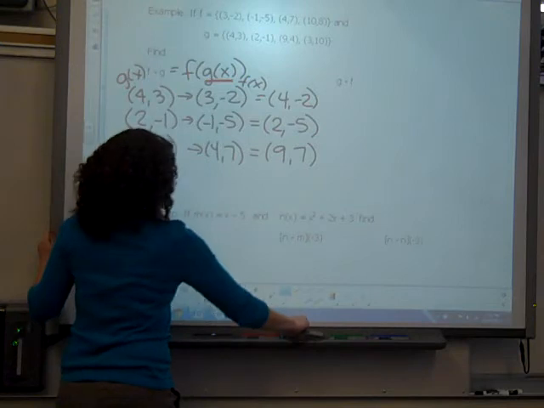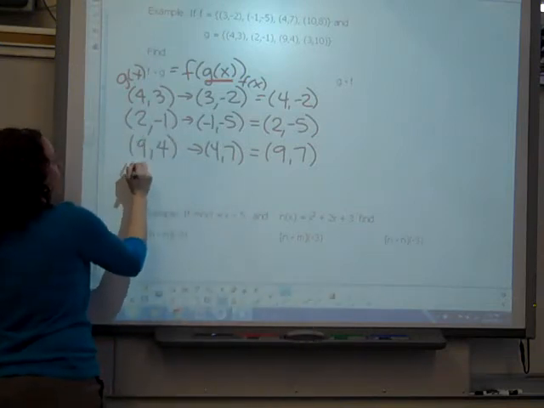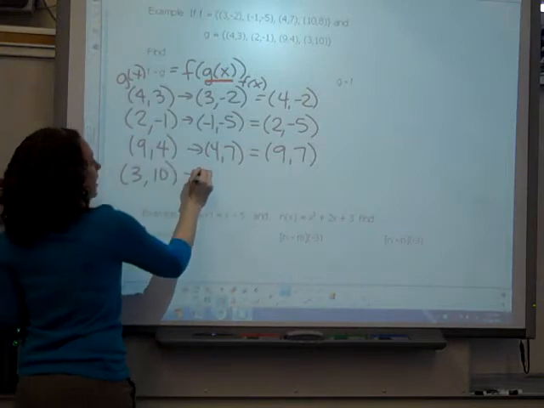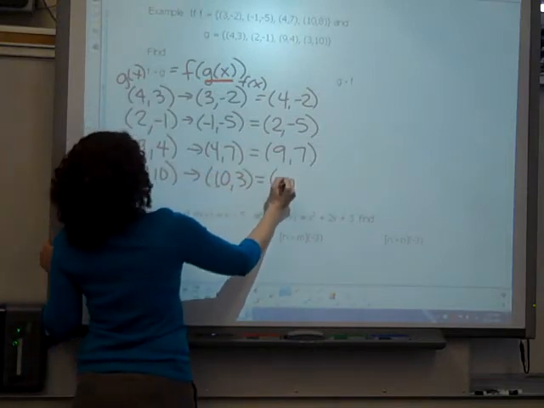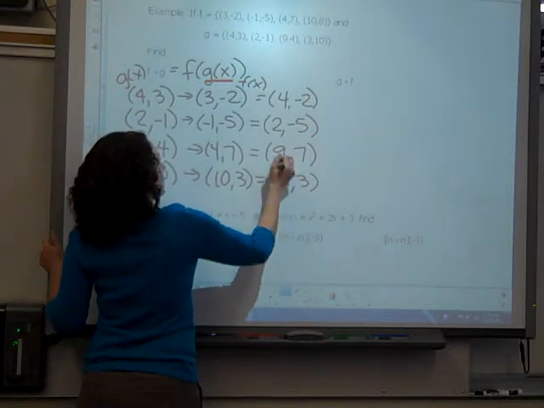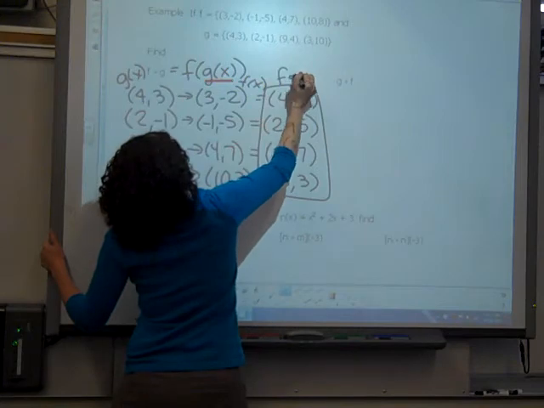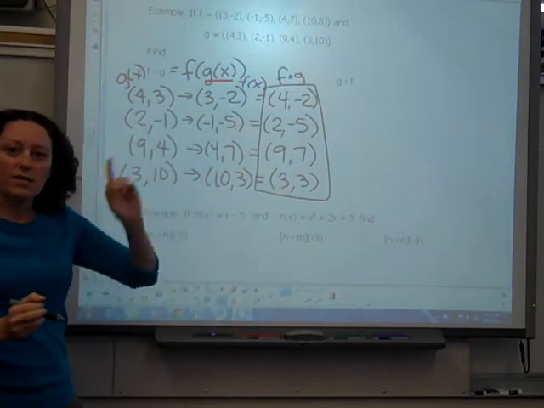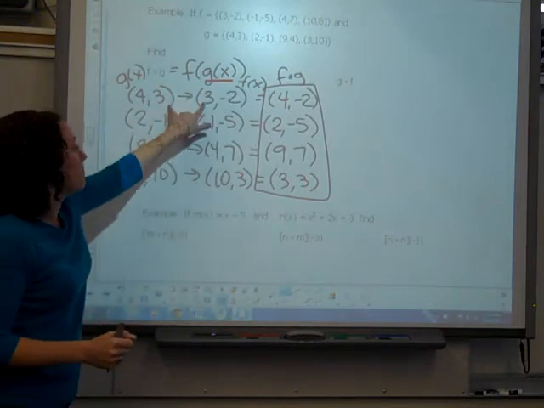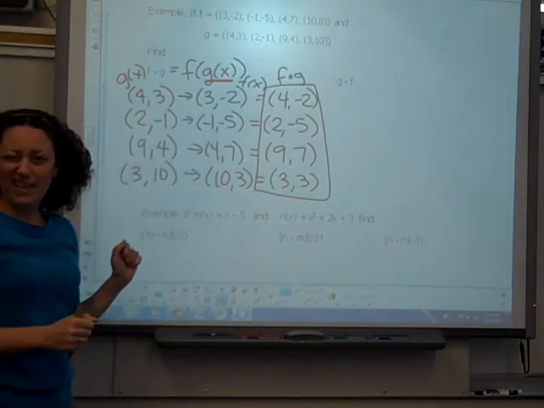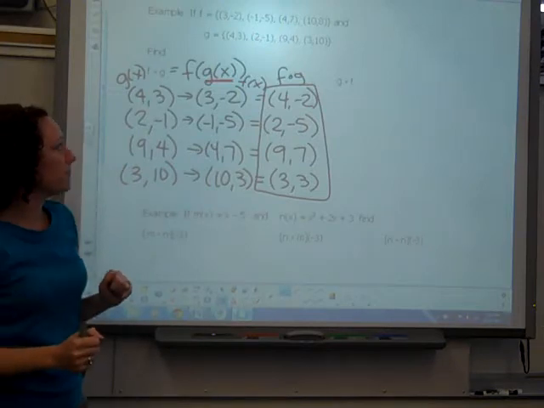Oh, I apologize. Let's make sure I'm using my g functions, not my f functions. My last g function will be 3, 10, and that links to 10, 3. And so my result here, I started at 3, I ended at 3. So this would be my f circle g here. Where did I start at the very beginning? Where did I end? Using my pass-through, whatever was in the middle here. Get it? I know it's kind of weird. Listen to it again if you need help or ask me the next day.